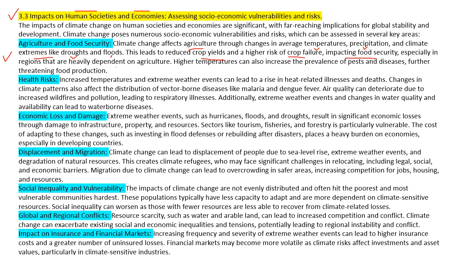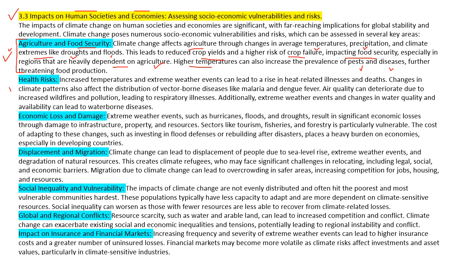And those areas which are very highly dependent on agriculture will be affected more. Higher temperature can increase the prevalence of pests and diseases. And so this is the agriculture sector, about which you can write a lot of things, a lot of experiences, a lot of reports related to climate change, how climate change is affecting agriculture. And if agriculture is affected, it will affect our food, that is, it will lead to food insecurity.